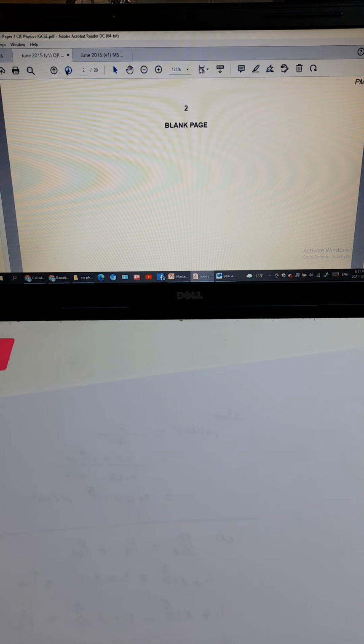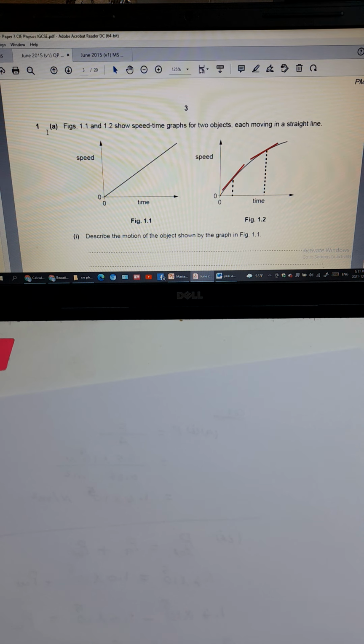In this video, I will solve the first two questions in this paper, Physics, Paper 3 Extended, May-June 2015. First question. A. Figures 1.1 and 1.2 show speed time graphs for two objects, each moving in a straight line. I. Describe the motion of the object shown by the graph in figure 1.1.